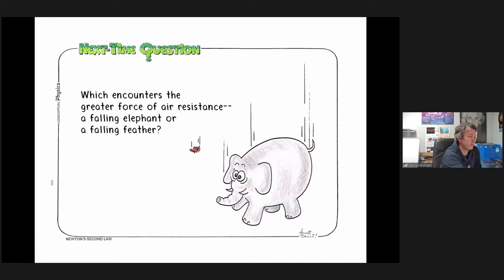So this one can get people pickled. Which encounters the greater force of air resistance, a falling elephant or a falling feather? Now, is this one of these questions where it's like, oh, well, the feather won't fall very fast, that must be the answer, and it's pretty obvious, but is there a trick to this or something? Is it one of those sort of questions? Well, yeah. Let's have a look.